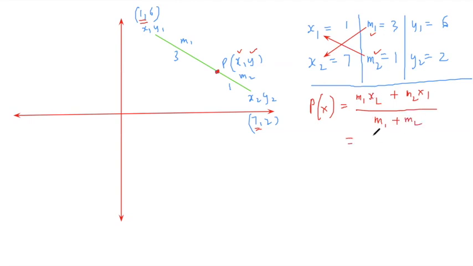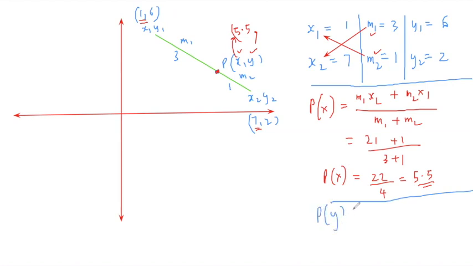So m1, x2 is 7 threes are 21. M2, x1 is 1 times 1 is 1, divided by m1 plus m2, that's 3 plus 1. And that gives us the answer as 22 by 4, which is about 5.5. So we've successfully found the x coordinate of this. X coordinate is 5.5. Okay. Now we look to find the y coordinate. So P of x is this. P of y, we'll use a different color just to keep the separation.